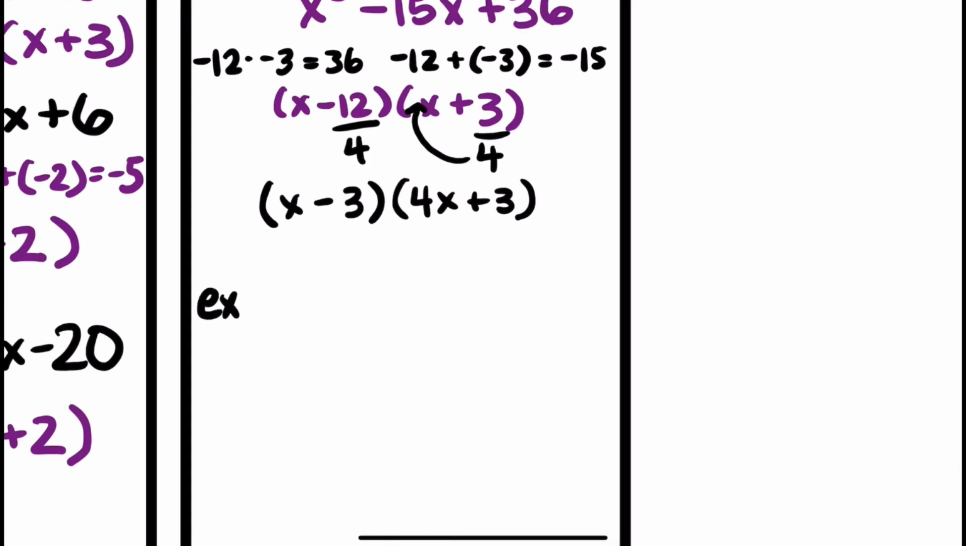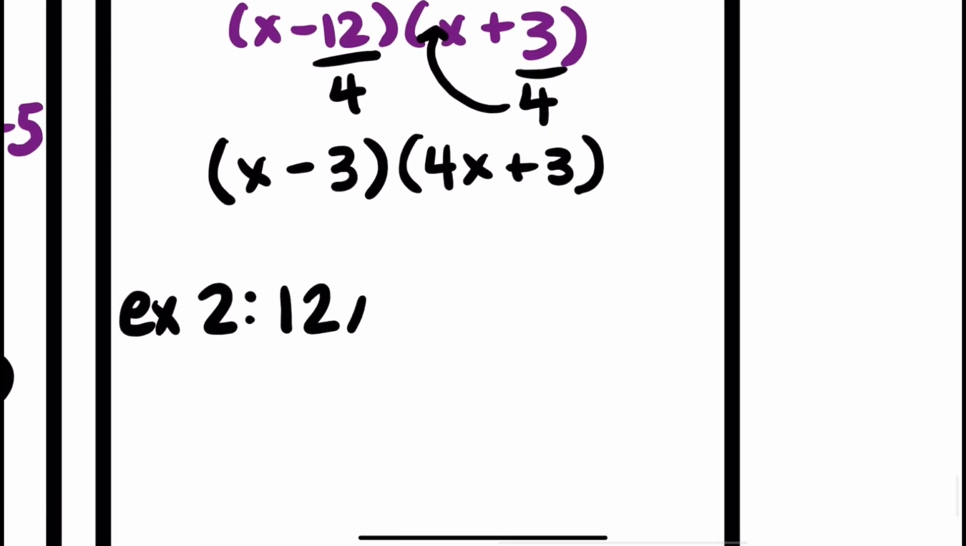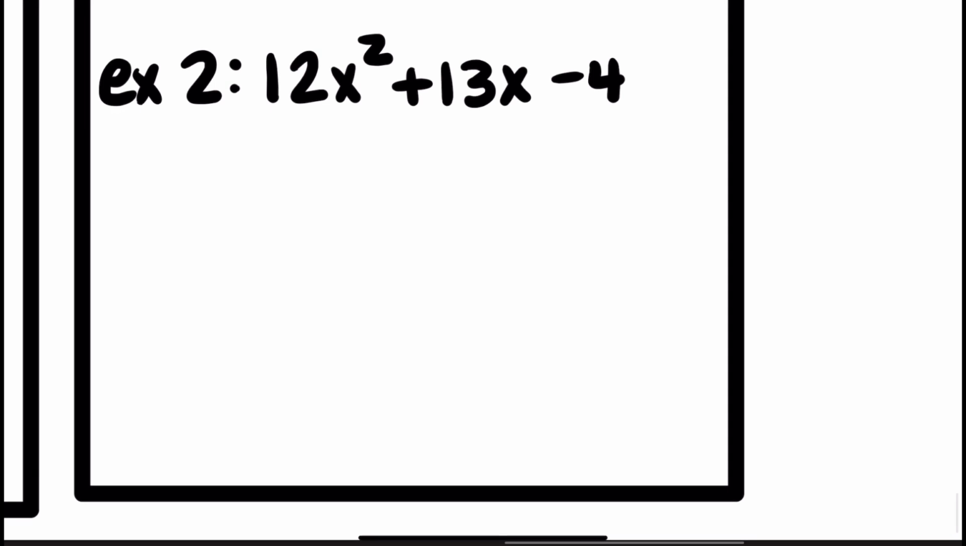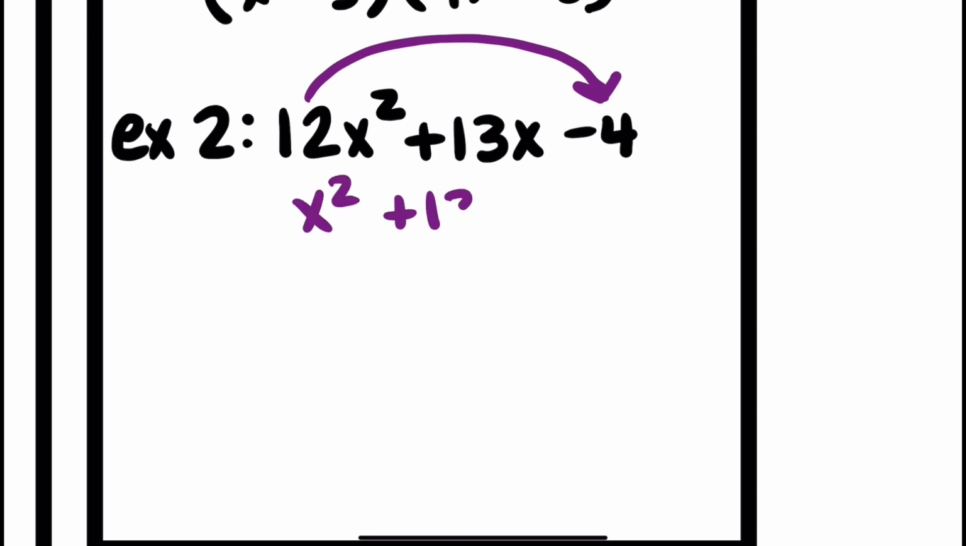Okay, example 2. We are still factoring when a is not equal to 1. So we have 12x squared plus 13x minus 4. So the a value is 12 here. So you're going to use the slip and divide method again. So first we're going to slip the 12 to the negative 4. So that means we are multiplying 12 times negative 4. So we're going to get x squared plus 13x minus 48.